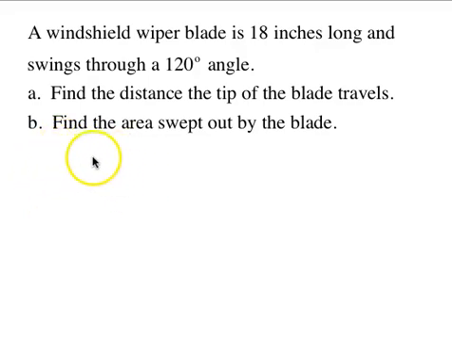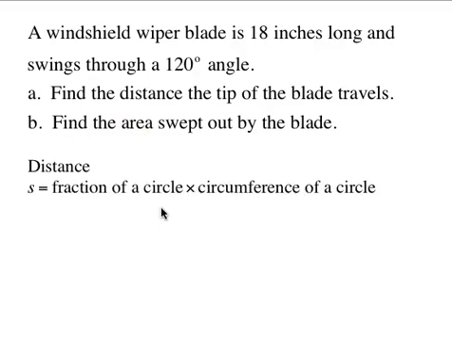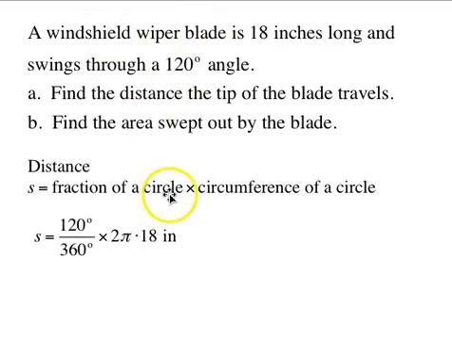So through that, what will that be? That's a fraction of a circle. So the distance is that fraction of the circle times the circumference of the circle. That's going to give us our distance. The fraction of a circle is 120 degrees divided by 360 degrees times the circumference of the circle, which we saw is 2 pi times the radius. 2 pi times the radius of 18 inches for our windshield wiper blade.